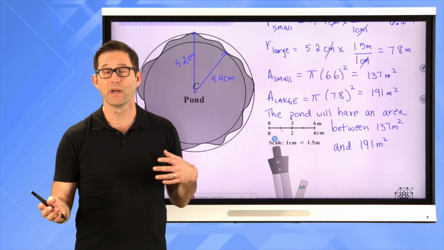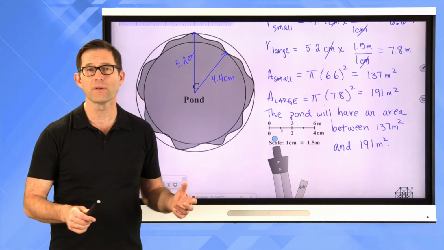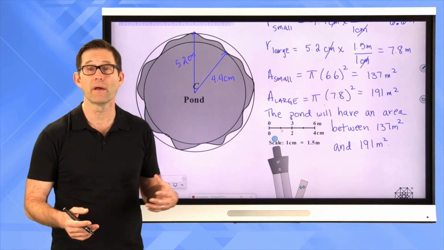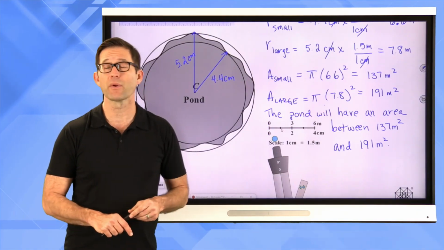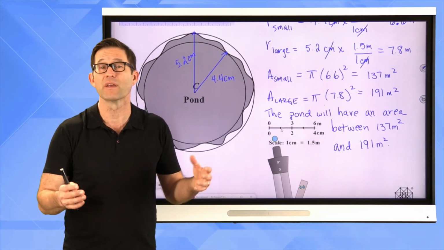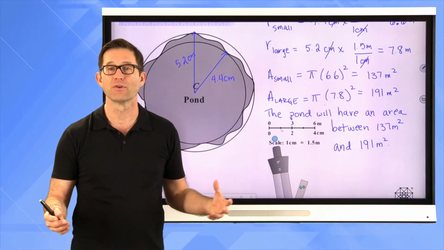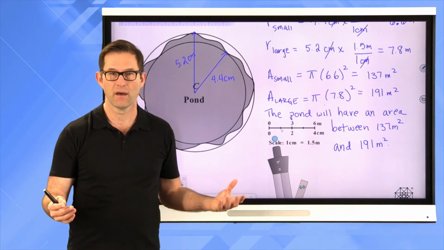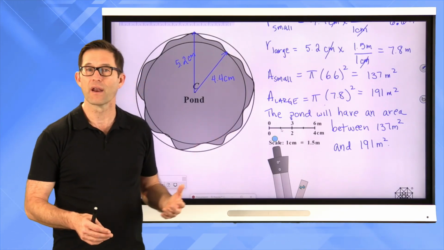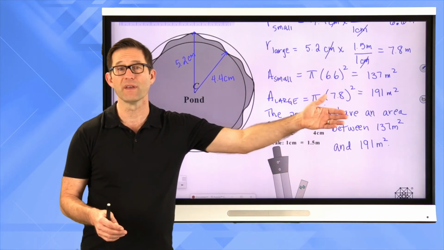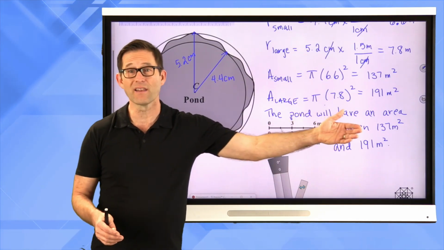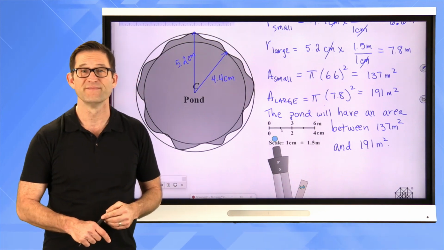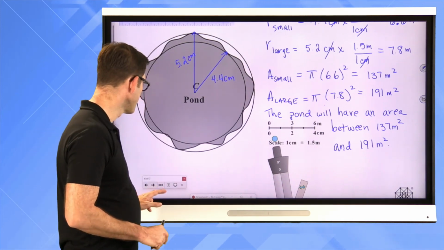Now, if you were an engineer or somebody like that, you might say, well, if I really had to take a best guess estimate for the area of the pond, maybe I would take these two areas and I would average them, something like that. And that would give me a really good sense for how large this pond is. But if I really want to just be honest about the uncertainty of my measurement, right, then I would be able to say, hey, look, I don't know what the exact area is, but I know it's not less than 137, and I know it's not more than 191. All right, let's wrap this up.